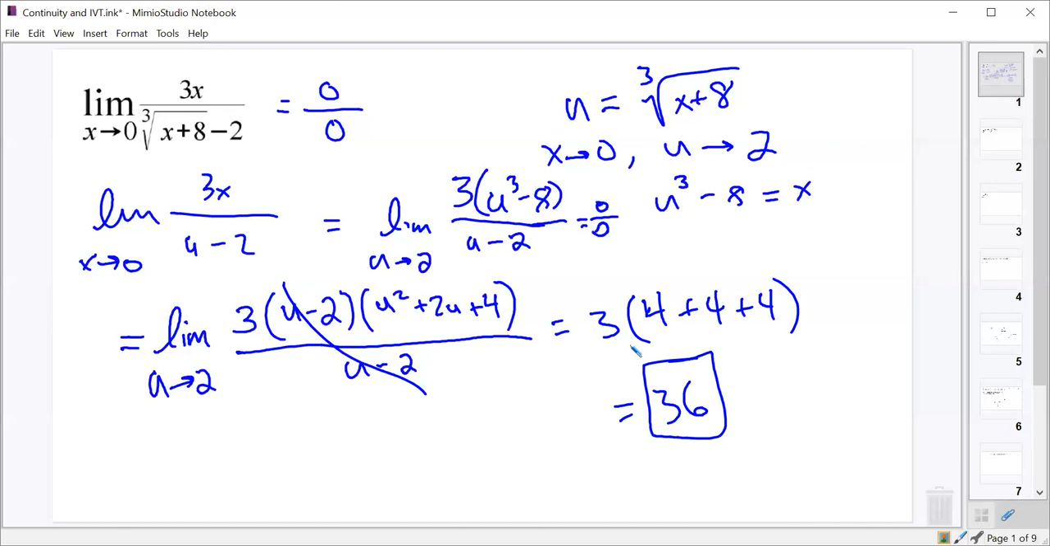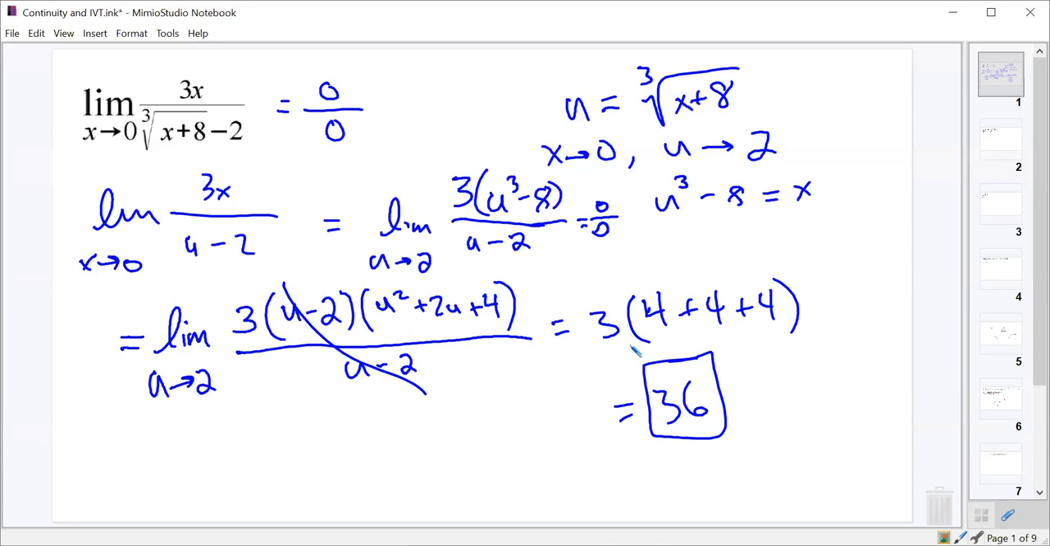Any questions, problems, issues? Anybody having a problem with that one? So would you use this method whenever you see a root in the denominator, or does it have to be a cube root?